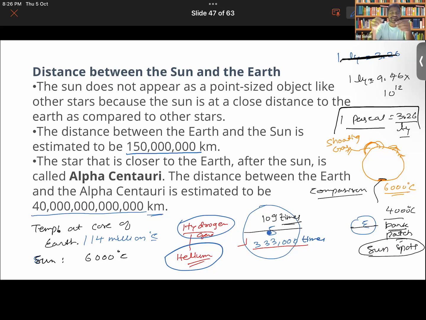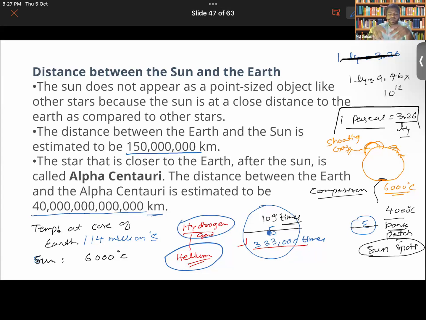Because these sun spots, where the temperature is relatively cooler, are known to interfere with the Earth's magnetic field, with the radio and wireless transmission from the Earth. They also produce changes in weather on the Earth as well.